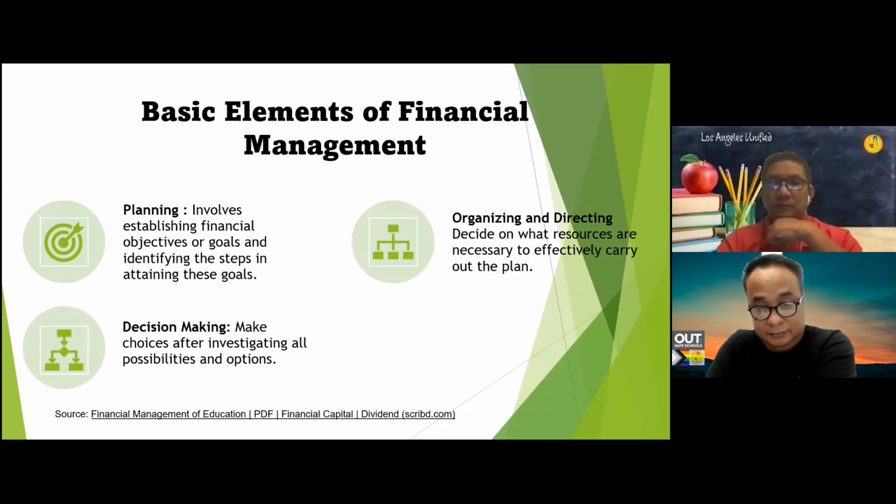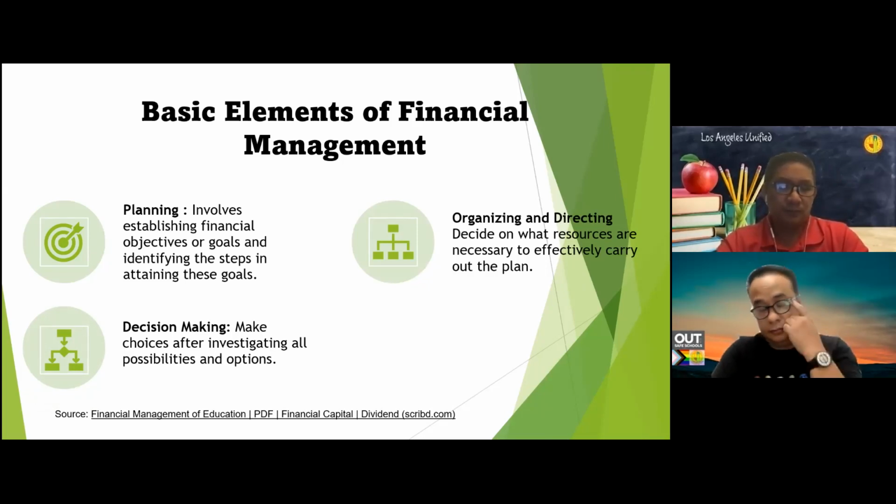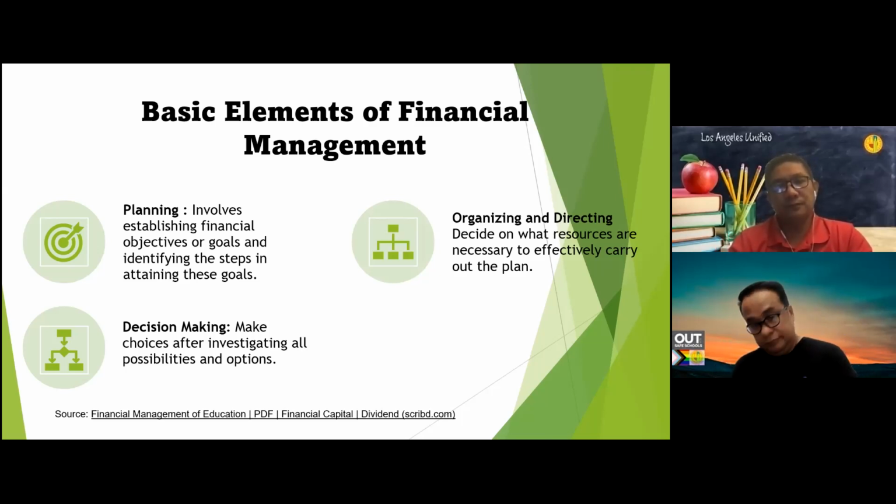Making decisions is a very important part of financial management because it requires critical and careful thinking and consideration of other elements and possible options, and it's not just one person deciding, but a decision making that involves a team.